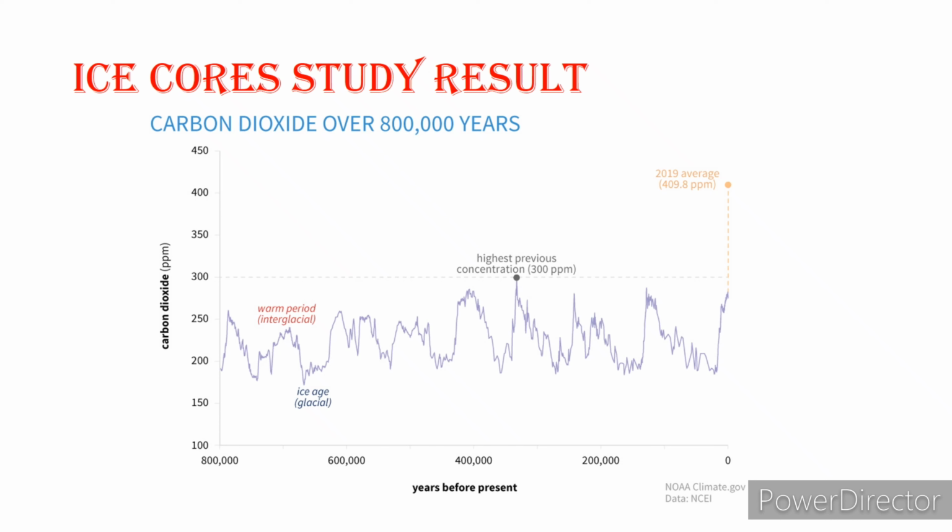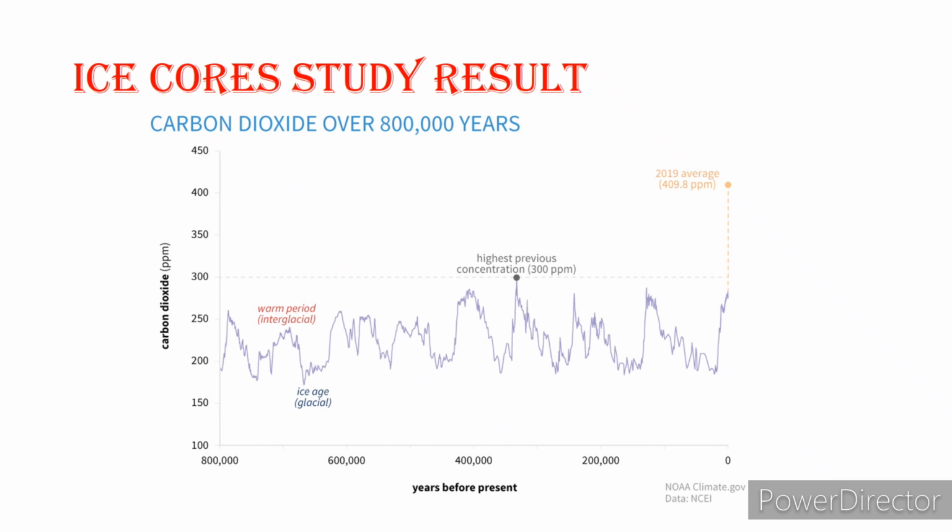And by studying these ice cores, scientists have created this graph showing carbon dioxide concentration in the atmosphere over the past 8 lakh years. This dotted line shows that for hundreds of thousands of years, carbon dioxide concentration had never been above 300 ppm. But from the 1950s, it is. And this is what scientists have formulated by studying ice cores.